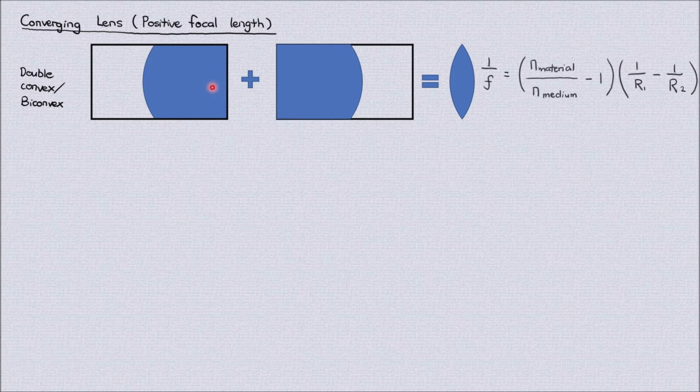Same side, positive. For R2, we know that if we extend this curve here, we see that the circle will be on this side.